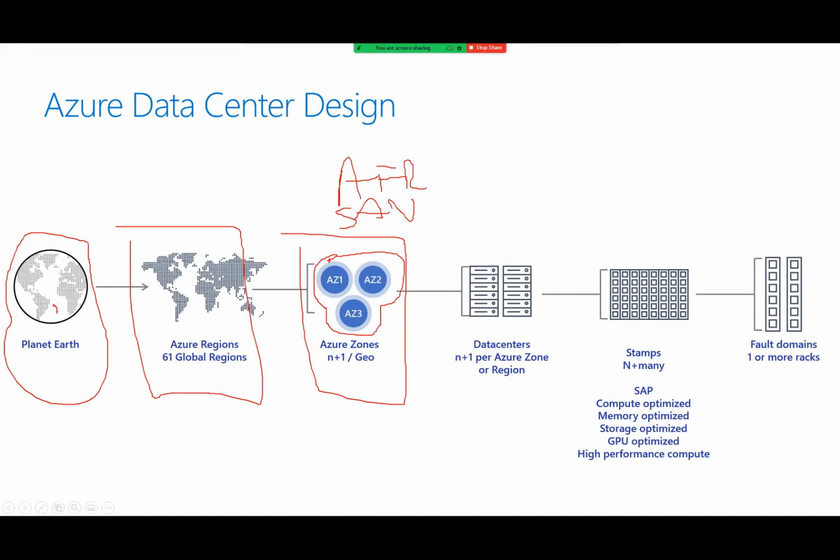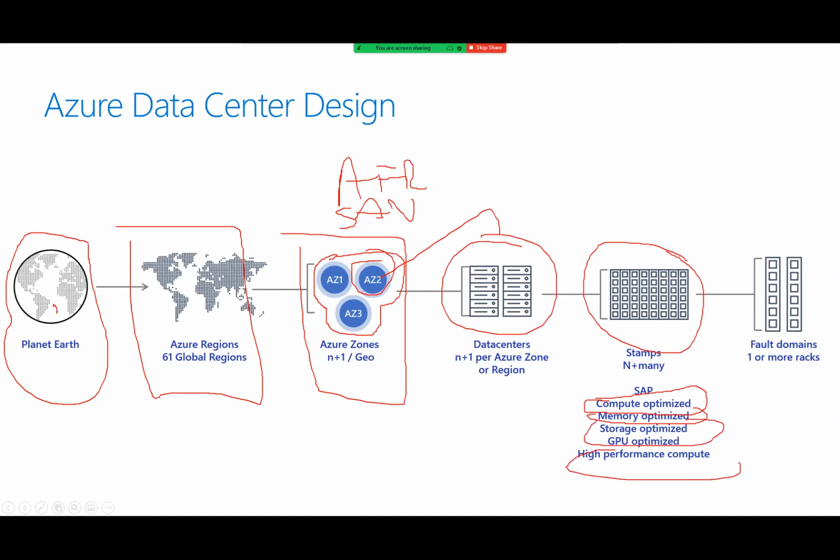Now, think of an availability zone as a full-blown data center. And those data centers are interconnected, and we'll show a design just now. If you take one of these AZs and you look at a data center, we have multiple racks, and within those racks, we've got multiple stamps. Now, a stamp is, say, a compute optimized rack, or services that are memory optimized, or storage optimized, or GPU optimized, or high performance optimized. They are all different stamps.